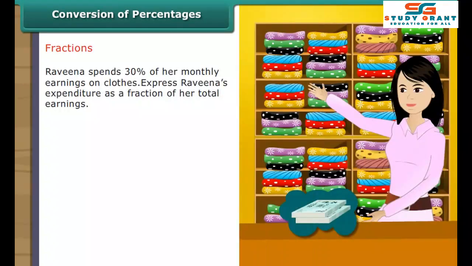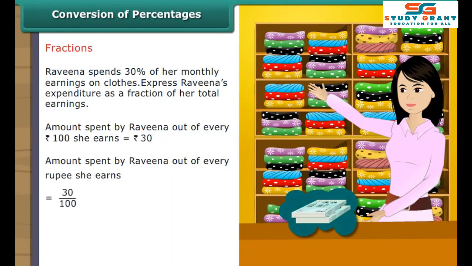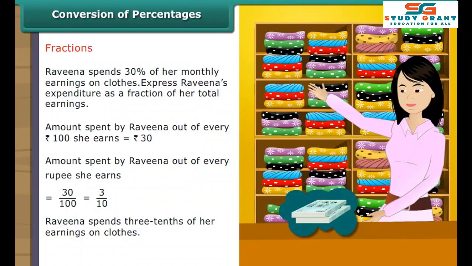Fractions. Ravina spends 30% of her monthly earnings on clothes. Express Ravina's expenditure as a fraction of her total earnings. Amount spent by Ravina out of every rupees 100 she earns is rupees 30. Amount spent by Ravina out of every rupee she earns is equal to 30 upon 100, which equals 3 upon 10. Ravina spends 3/10 of her earnings on clothes.